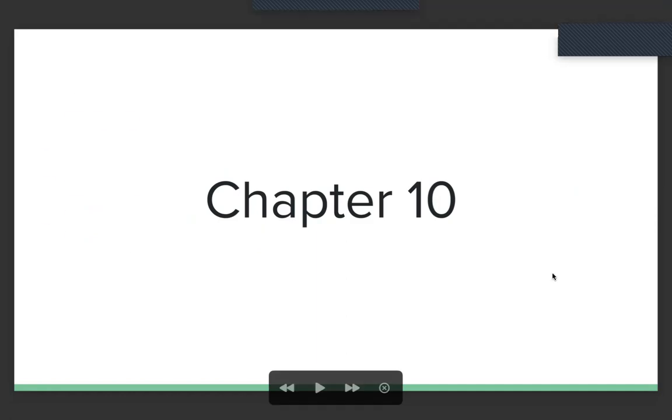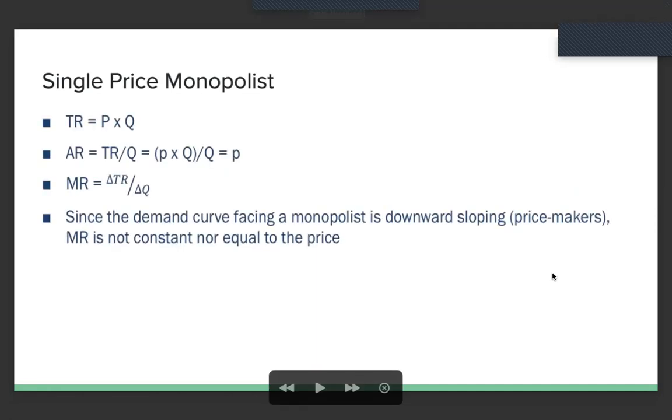Okay, let's move on to chapter 10. So now we look at a monopoly market. So let's say we have a single price monopolist. The formulas remain the same, but since the demand curve that a monopolist faces is downward sloping, because a monopolist is not a price taker anymore, it's the price maker. The monopoly dictates what the price goes in the market. So the marginal revenue is not constant anymore and is not equal to the price.